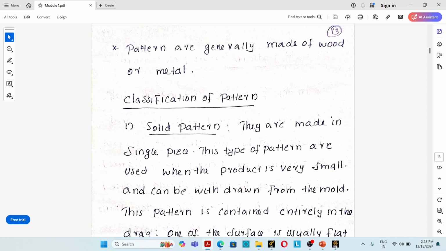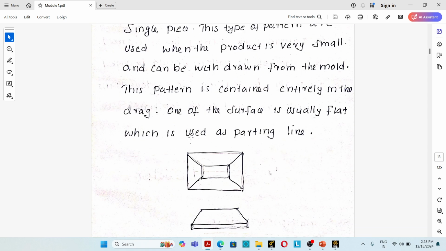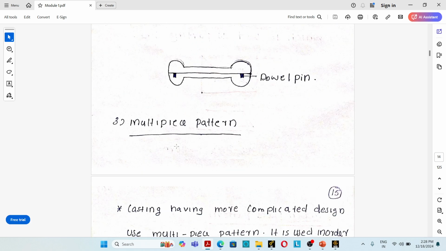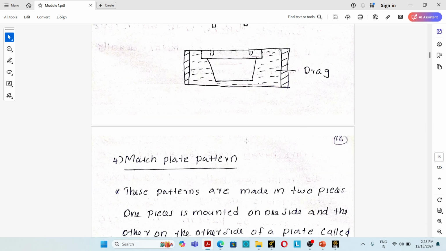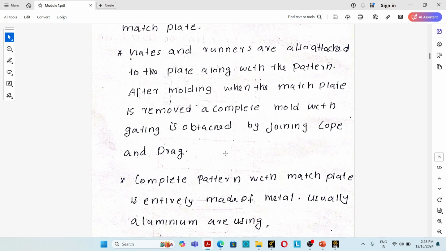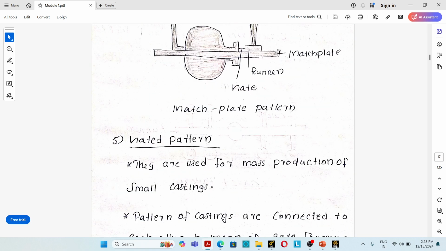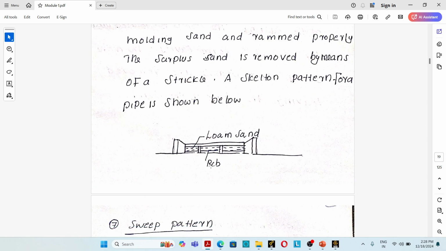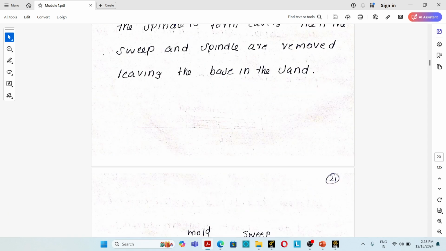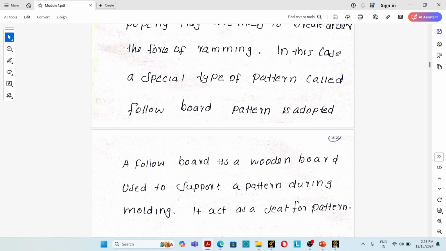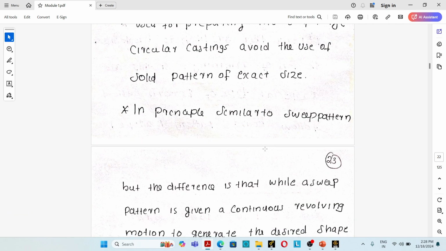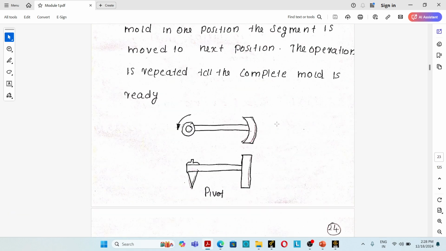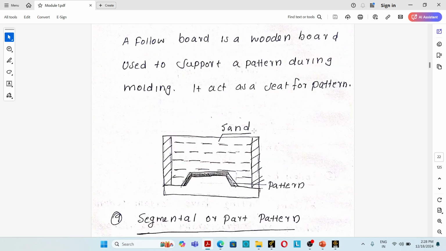So what is the classification of patterns? Patterns are classified into solid pattern, that is the first type. Then split or two-piece pattern. Then multi-piece pattern. Match plate pattern. Gated pattern. Skeleton pattern. Sweep pattern. Follow board pattern. Segmental or part pattern. Last one is loose piece pattern. So you have 10 classifications of patterns to study.